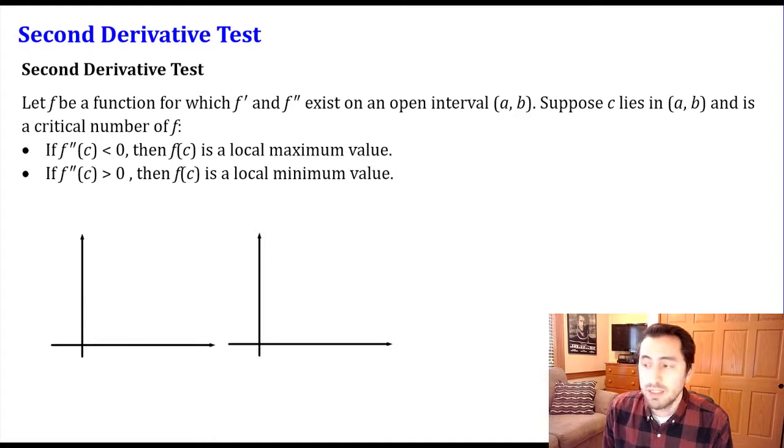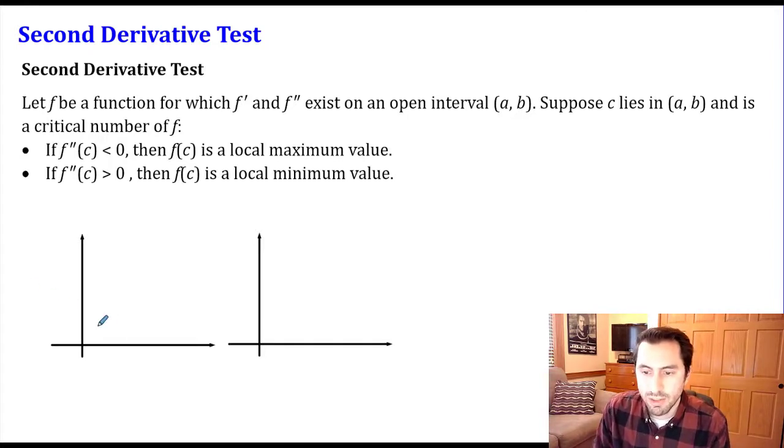All right, so because c is a critical number, right away that tells me that at c we have a horizontal tangent line. And then the test: if the second derivative at c is less than 0, then that point is going to be a local maximum. Or if the second derivative at c is greater than 0, then that point is a local minimum value. So let's just think about what this is saying.